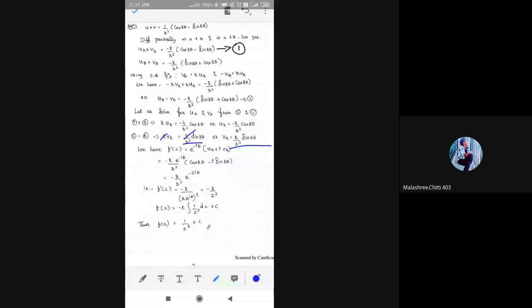Directly you can do. Next, 2 ones are 2, 2 twos are 4. So what we get? 2 by r cube into sin 2 theta. Now as you know, ur, vr and f dash of z. What is f dash of z? Very, very important. F dash of z is ux plus ivx for Cartesian form, but in polar form, e power minus i theta into ur plus i into vr.